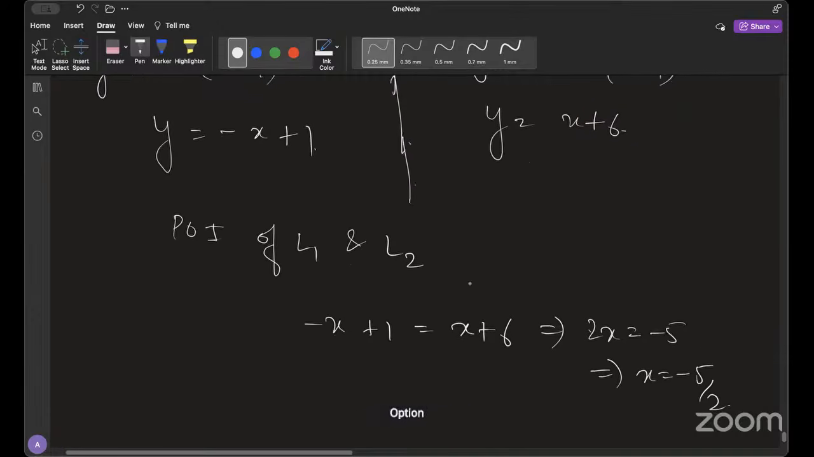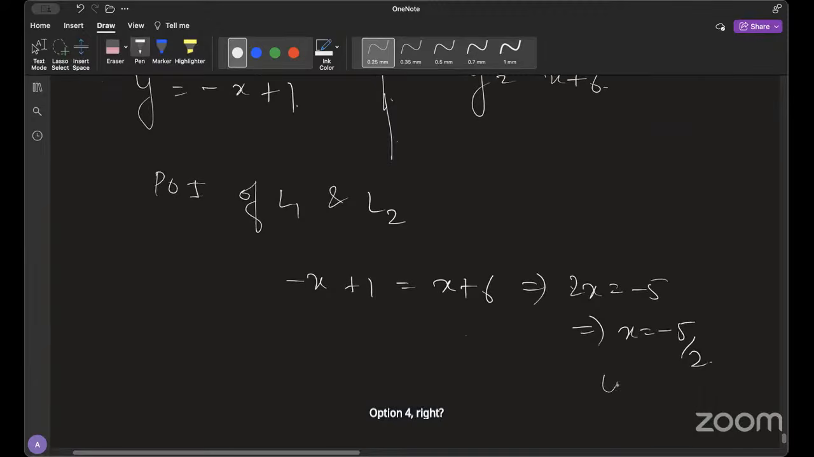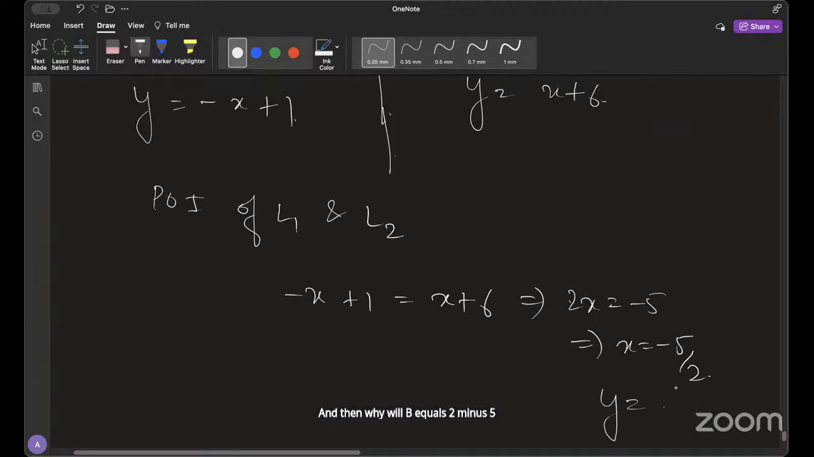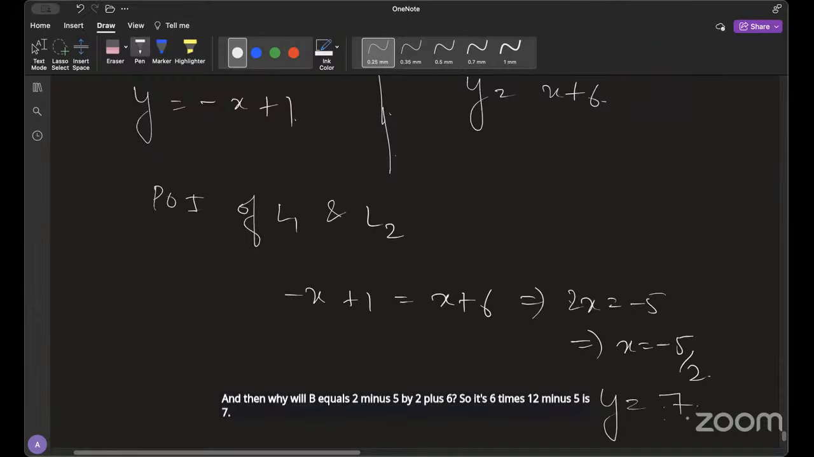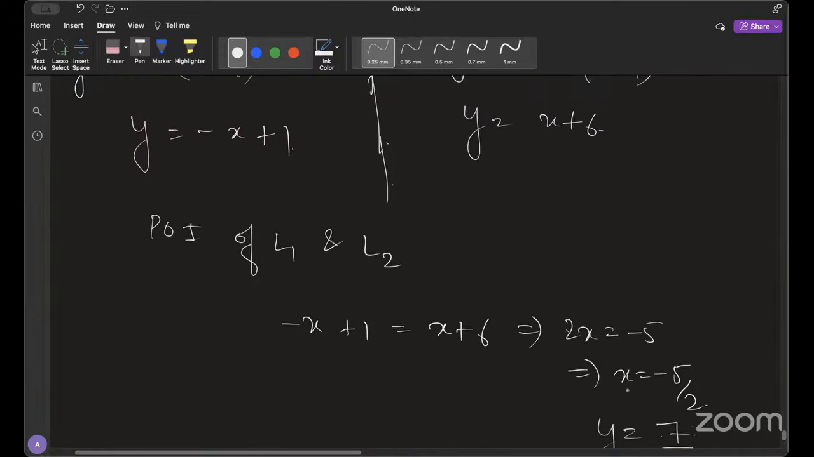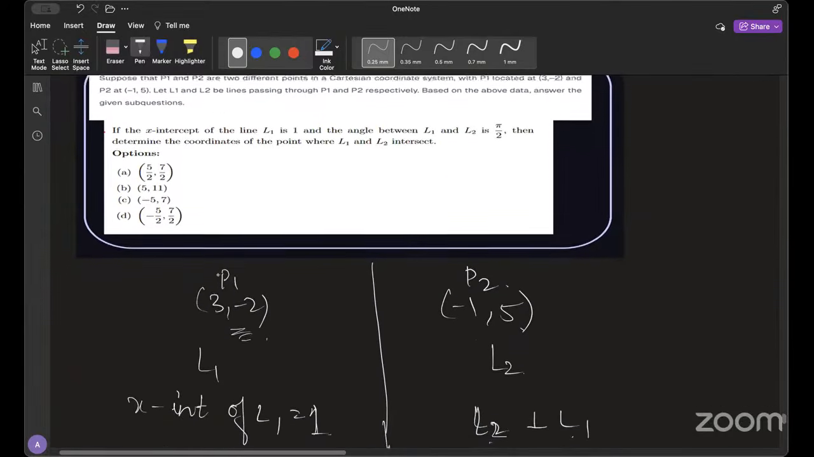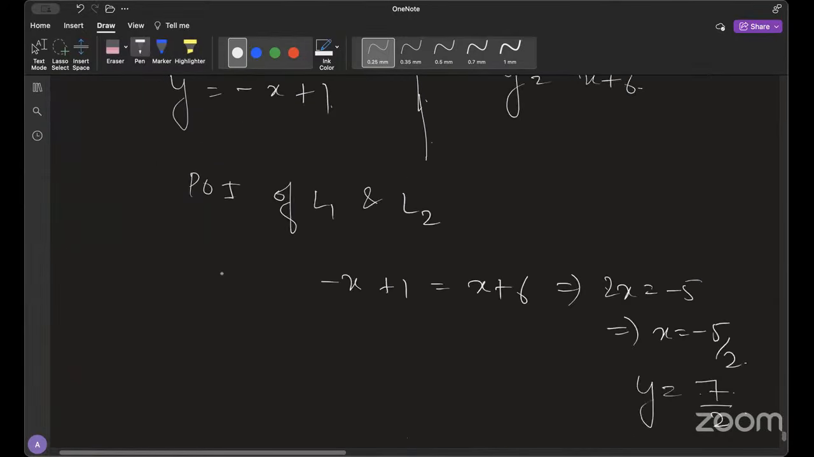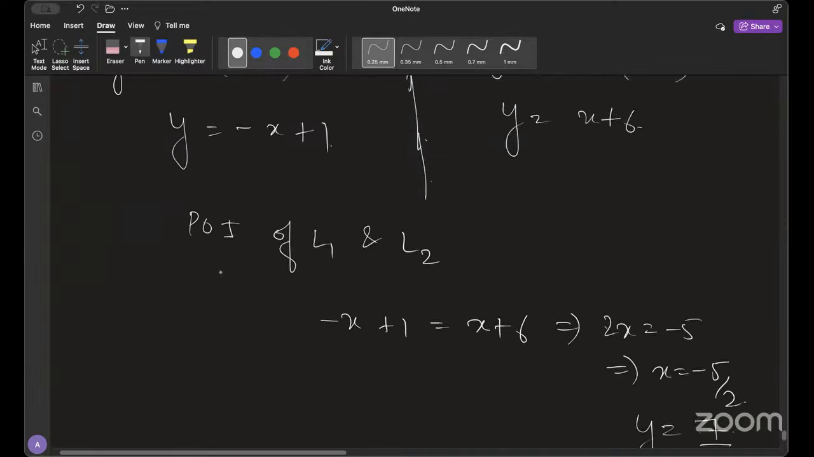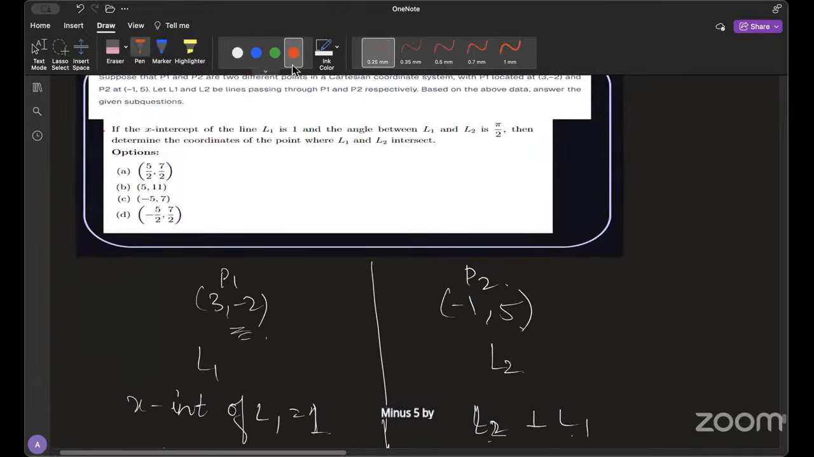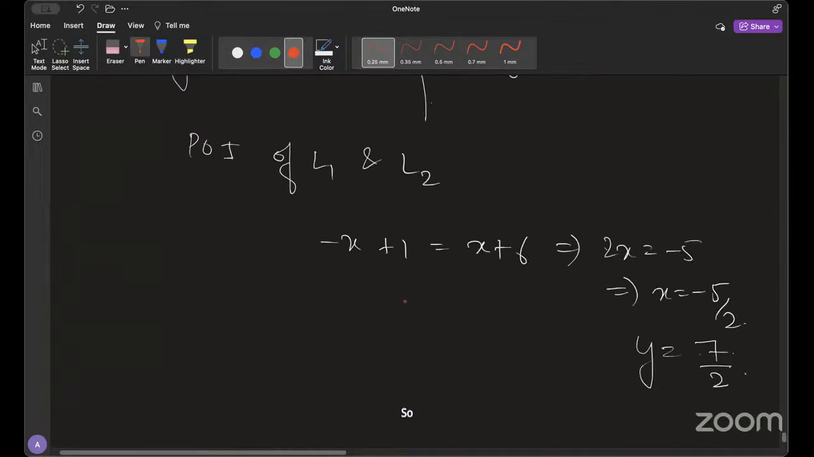Option 4, I think. And then y will be equal to minus 5 by 2 plus 6. So it's 12 minus 5 over 2, which is 7 by 2. Right? So it should be 7 by 2. Option 4. Minus 5 by 2 and 7 by 2. So it's this one. Okay, so that was the last question.